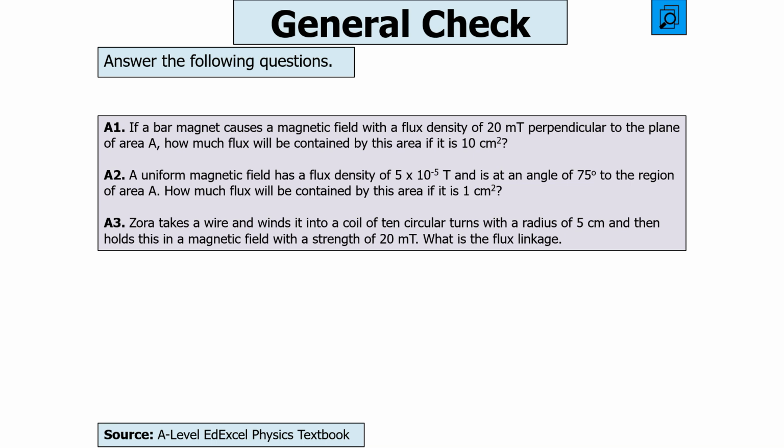A uniform magnetic field has a flux density of 5 times 10 to the minus 5 teslas and has an angle of 75 degrees to the region of area A. How much flux will be contained by this area if it's 1 centimeter squared?